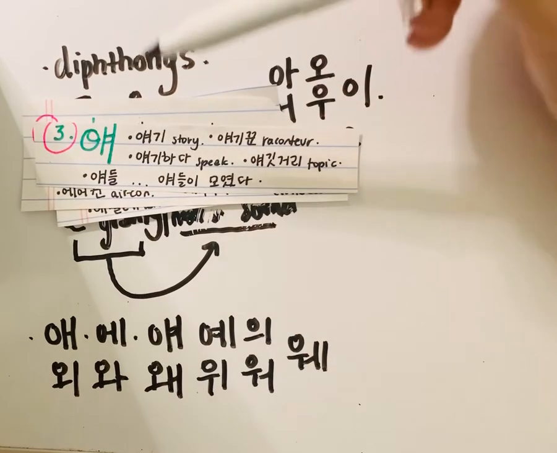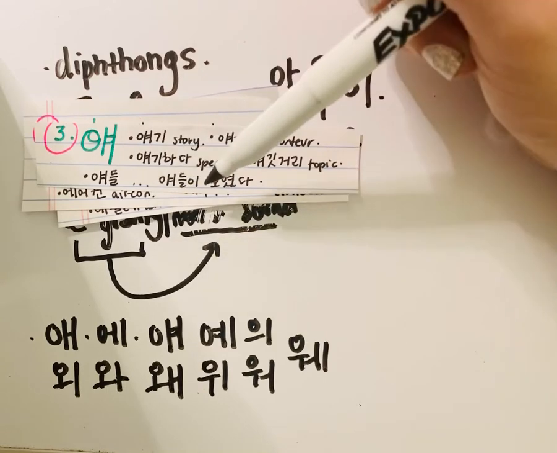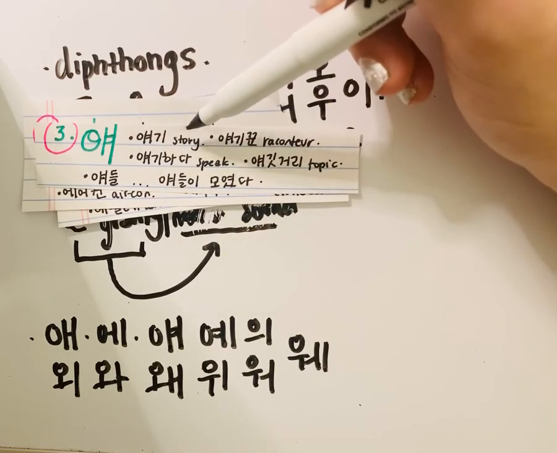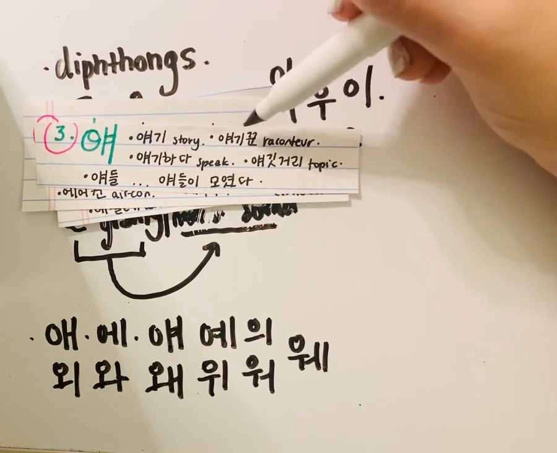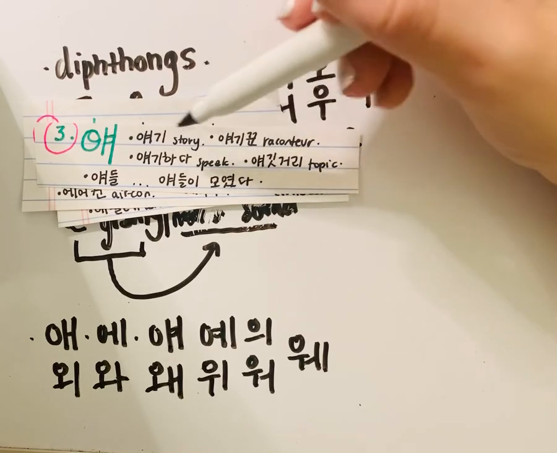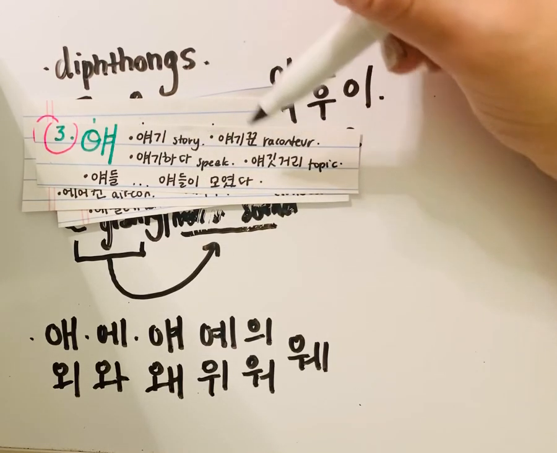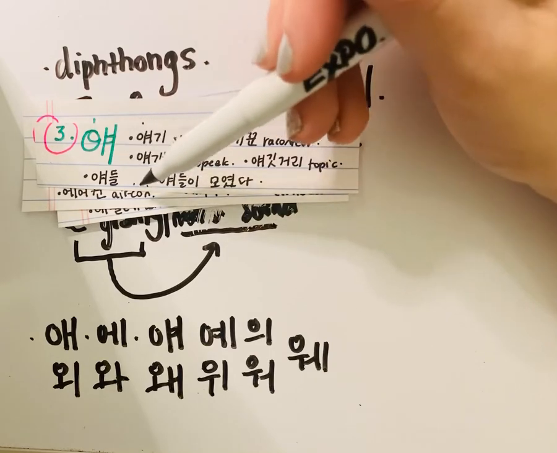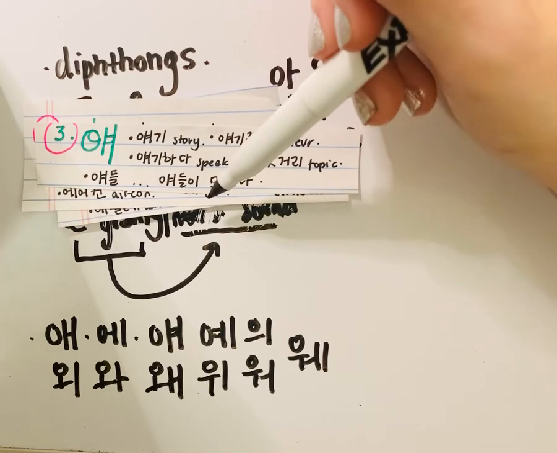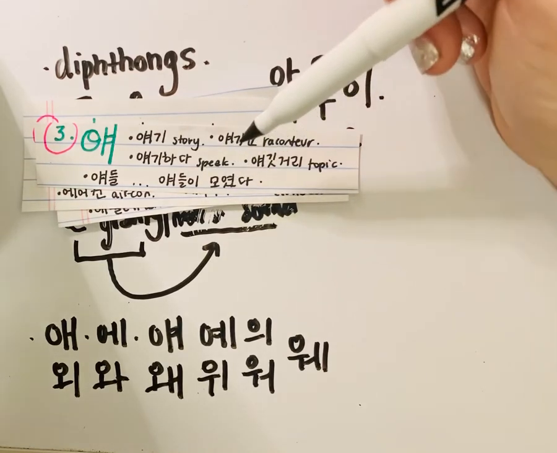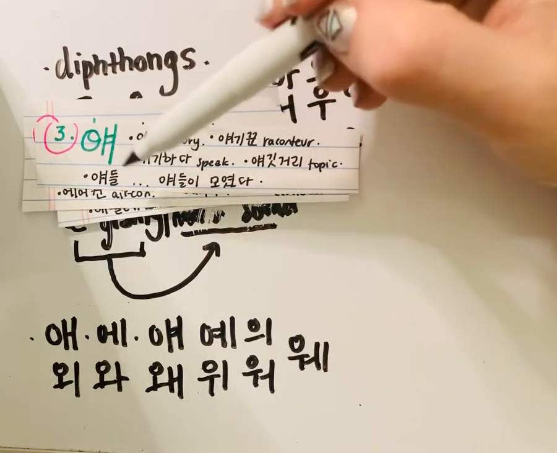For the third example, we have 예, which is pronounced the same way as this, but obviously different words. So we have the word for story, which is 얘기. The word for raconteur, 얘기꾼. To speak, 얘기하다. A topic, 얘깃고리. You can also use it like 얘들. So 얘들이 모였다. 얘들 just means a group of people. So perhaps they're your friends or colleagues, someone who you feel very comfortable talking informally with. You could call them 얘들.